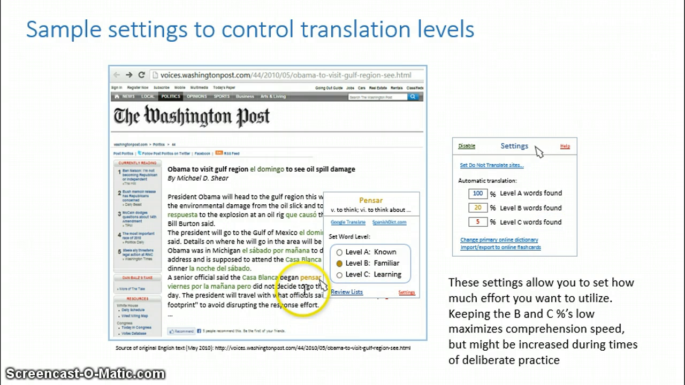So here in this example, you could right-click. Perhaps you have seen this word pensar enough to know that it means to think, and you promote it to a level A, and thus in the future it would always be translated for you in this example. Okay?